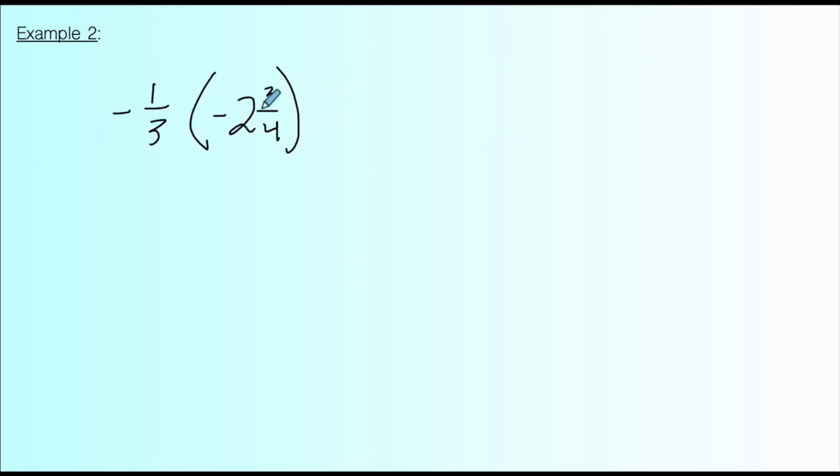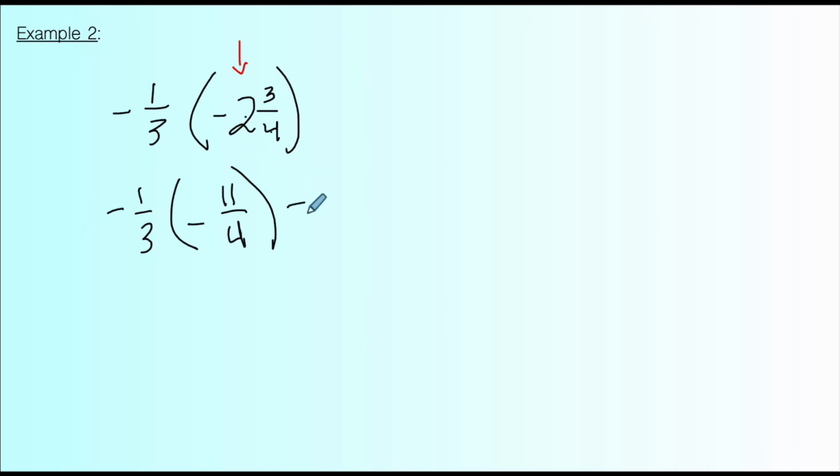All right, next problem. I immediately see I have a mixed number. I need to make it improper. So as a first step, I'm going to rewrite my multiplication problem: negative 1/3 times negative 11/4. And I got 11/4 by doing 4 times 2 is 8, plus 3 is 11.